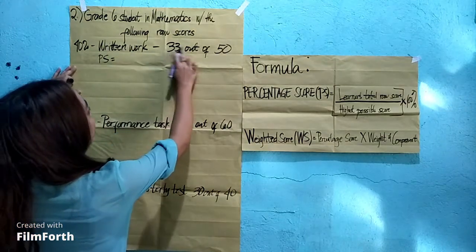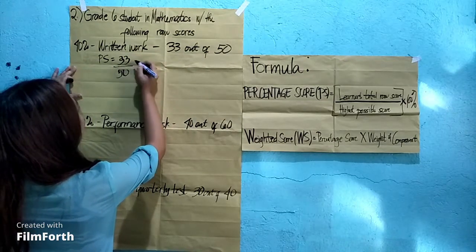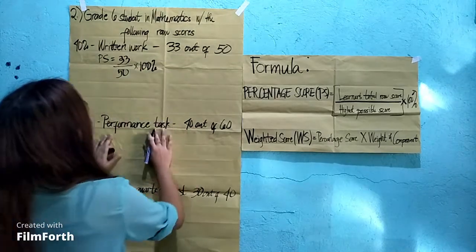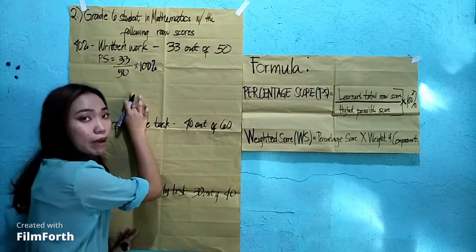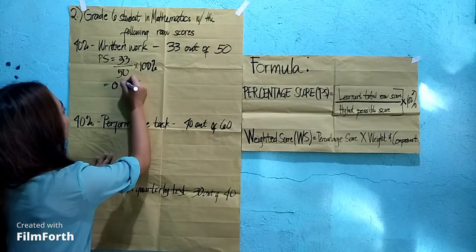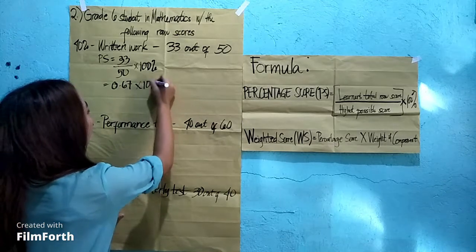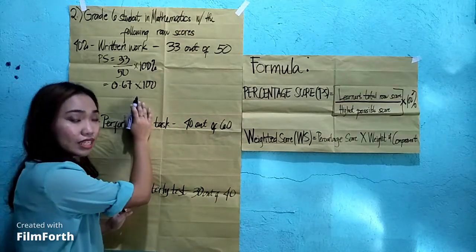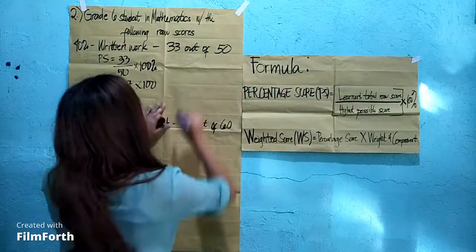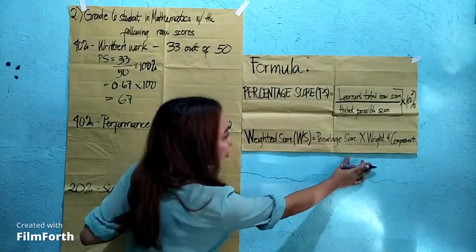PS, 33 over 50 times 100. So 33 divided by 50 is equal to 0.67 times 100. 0.67 times 100 is equal to 67. So we're going to the weighted score, percentage score times weight of the component.